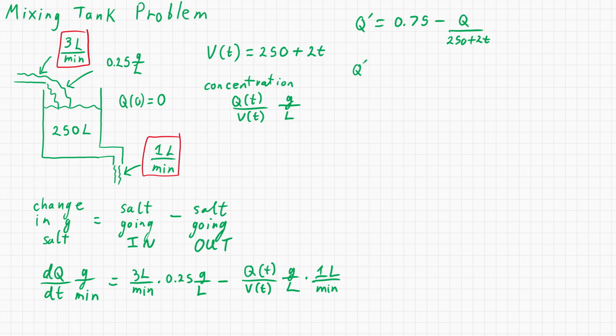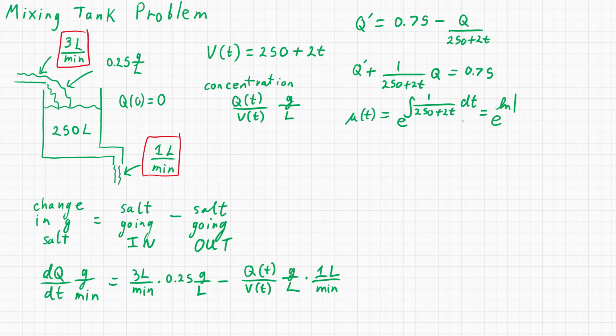So we have Q prime plus, and I'll separate this out to make it more obvious what the function is, 1 over 250 plus 2t times Q equals 0.75. Integrating factor, mu of t, equals e to the integral of 1 over 250 plus 2t dt. So it looks like that's going to be e to the natural log absolute value of 250 plus 2t, but I think we need a 1/2 in front.